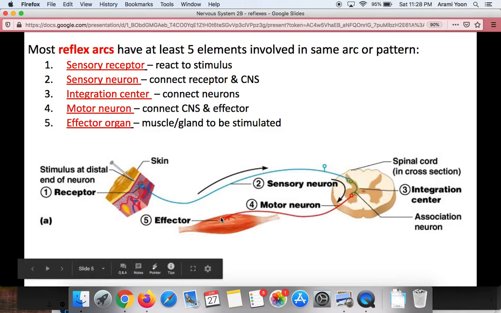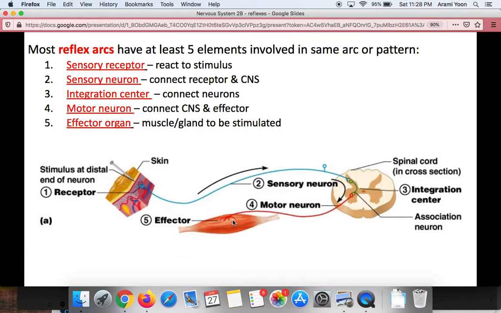connects the central nervous system to the effector. And the effector in this case is a skeletal muscle in your hand that's going to contract when it gets stimulated by the motor neuron, and that's going to pull your hand away from the stimulus, like the thing that pricked you.